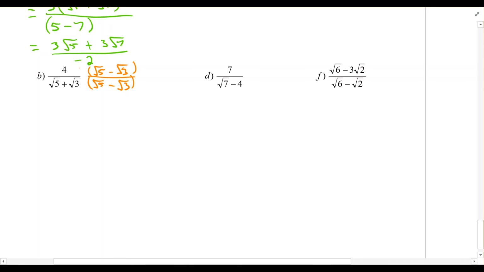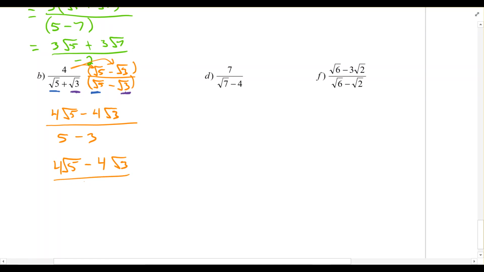Okay, so our top, I can do this right now in one step. It's going to be 4 times root 5, 4 times negative root 3. So our top is going to be 4 root 5 minus 4 root 3 all over... Now it's just going to be that one times that one and that one times that one. So that's just going to be 5 minus, because positive root 3 times negative root 3 is going to be negative, so it's negative 3. Write one more time: 4 root 5 minus 4 root 3 over 2. And that's our answer.